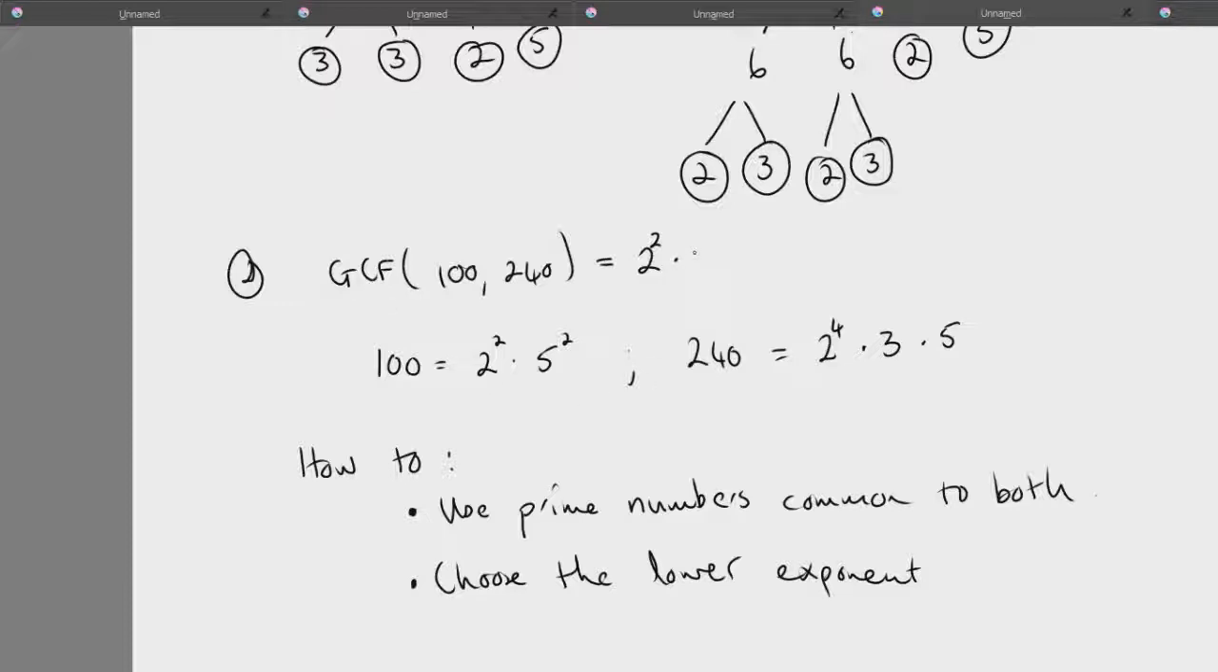So can I use a 3? No, there's no 3 in 100. I can use a 5. How many? Only one, because there's only one. And there's my answer.